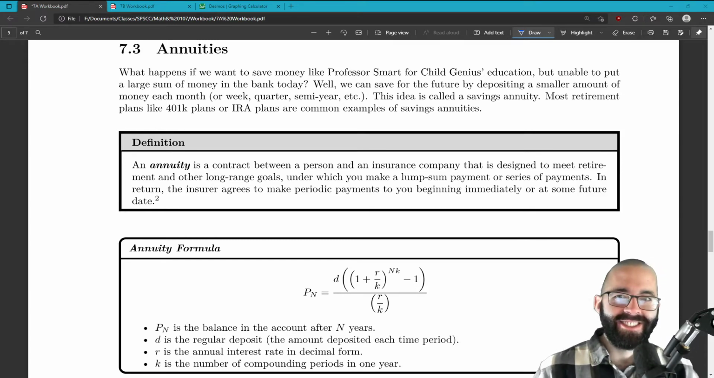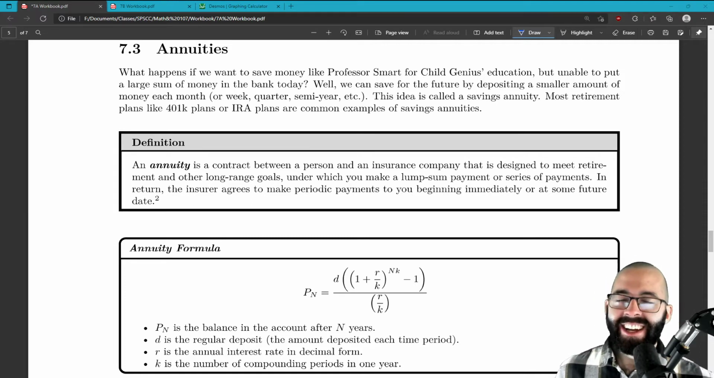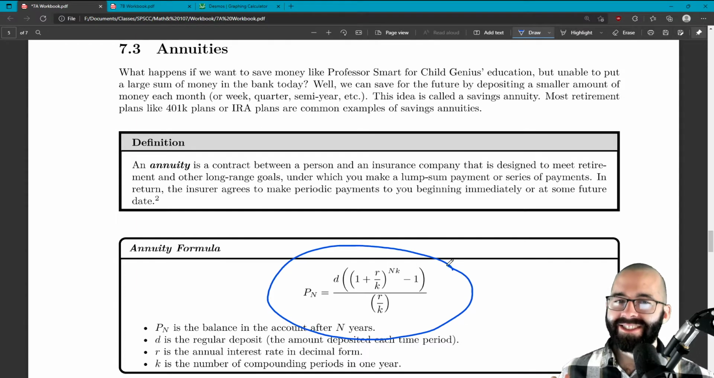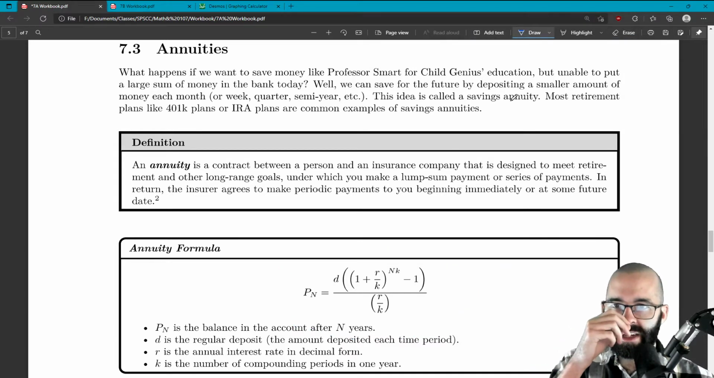Okay, so this is where the calculator work gets a little fun, because your eyes may have already gone there. But this is the formula that we're going to talk about for annuities. But let's start by just talking about what the heck an annuity is.